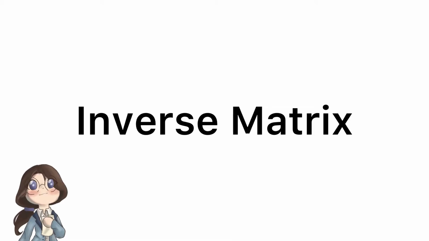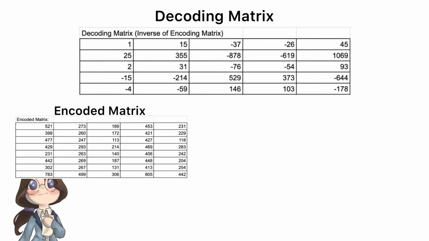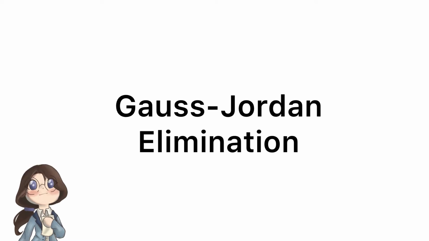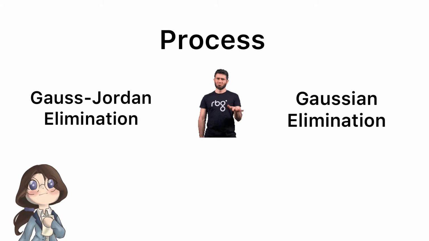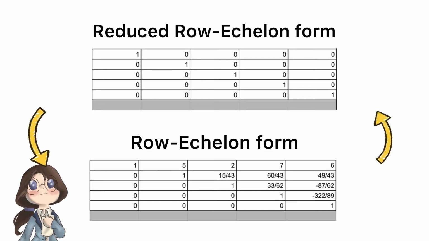The inverse of the encoding matrix is used in order to create a decoding matrix. The decoding matrix will be used to transform the encoded matrix back to its uncoded form. An inverse matrix can be found in many ways, but we're using Gaussian elimination, which is an algorithm that can be used to solve systems of linear equations and to find the inverse of any invertible matrix. The process is similar to Gaussian elimination but continues the reductions until the reduced row echelon form is obtained. This form also looks similar to the row echelon form, but with every other entry in the column that has a leading entry of 1 equal to 0. It seems to be the best and the quickest way for finding an inverse matrix.